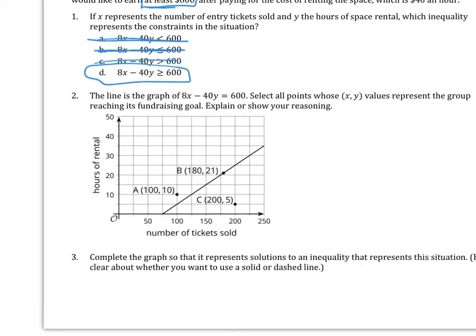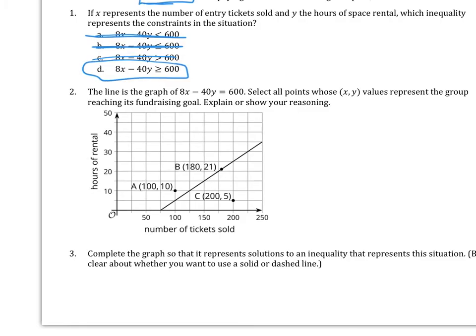The next part says the line is the graph 8x minus 40y equals 600. So that's what this black line represents. It says to select all the points whose x, y values represent the group reaching the fundraising goal, and then to explain or show your reasoning. So let's take a look at 110. So this is point A.